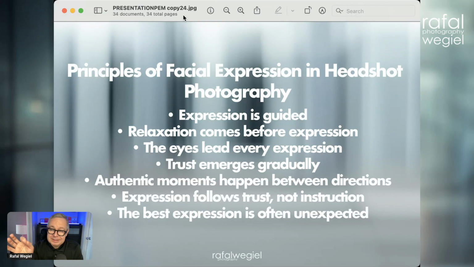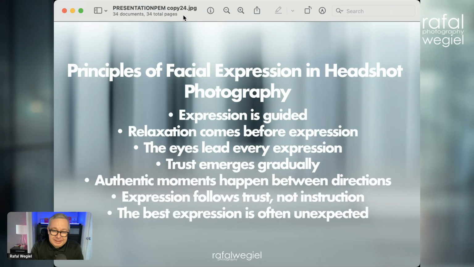Expressions follow trust, not instructions. You can instruct and guide the person, but if there's no trust and no connection, you're never going to get amazing facial expressions. You build trust throughout the shoot, and the more trust you build, the more connection you have, and the better stuff you're going to get. That's extremely important.